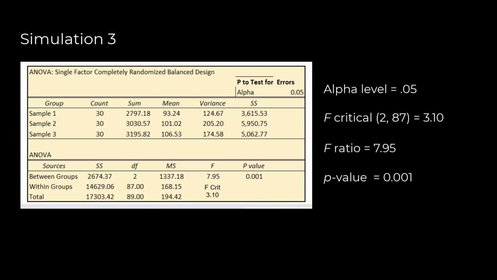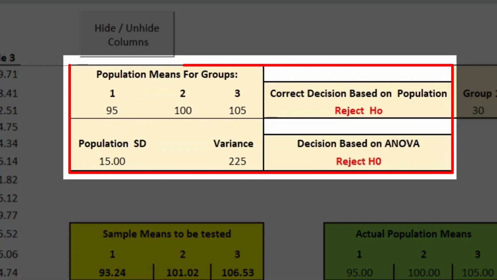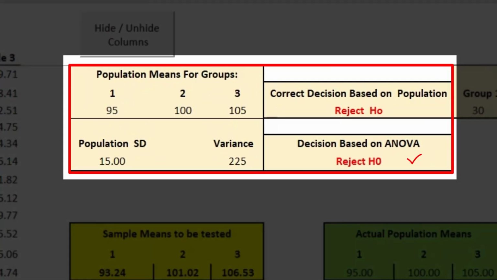The likelihood of observing such a large F ratio if the means of the populations were actually equal to each other is very small at 0.1%. Therefore, the ANOVA results indicate that we should reject the null hypothesis in favor of the alternative hypothesis that at least one of the population means is not equal to the others.